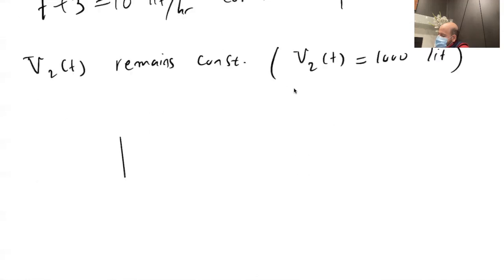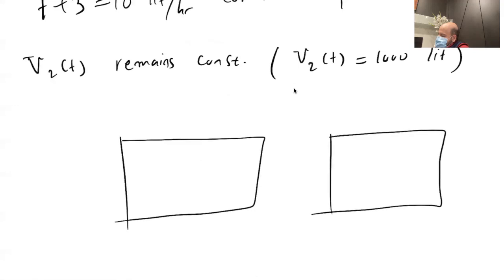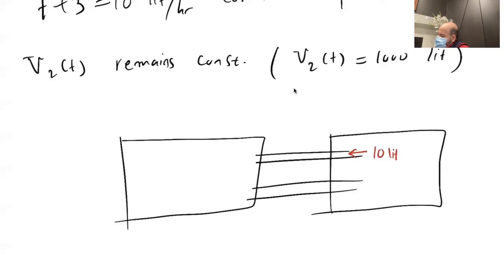So this will be the new picture. Again, tank 1 here, tank 2 here. Again, 2 pipes, 10 liters. And going out of tank 2, 4 liters here, and 7 liters here.